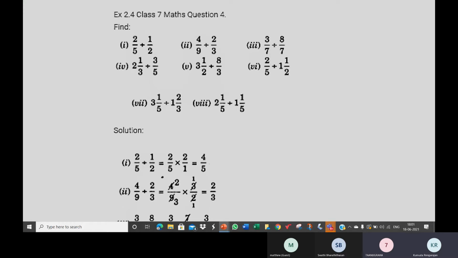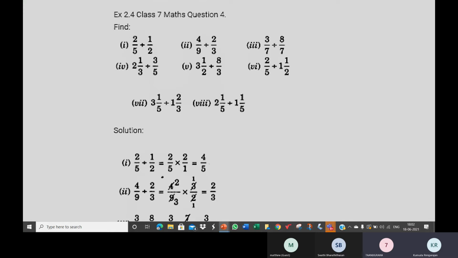Ma'am, we have to first change the mixed fractions into improper fractions. Yeah, correct. 3 1 by 5 will be 17 by 5, and 1 2 by 3 is 5 by 3. Sorry to disturb, but 3 1 by 5 is 17 by 5? Please check again. No, I'm sorry, 16 by 5. Okay, 16 by 5 then. And 1 2 by 3 is 5 by 3. Okay, next.